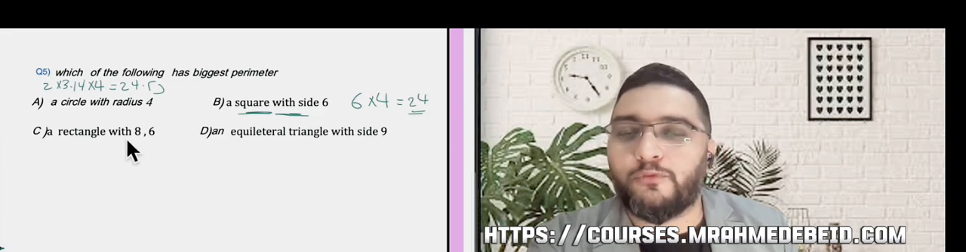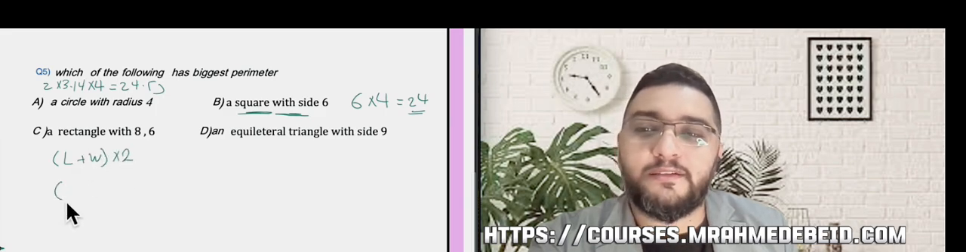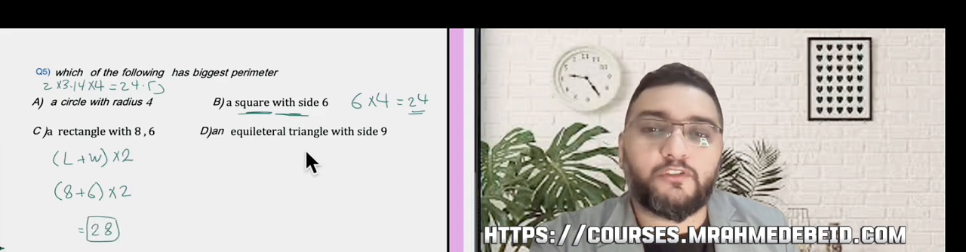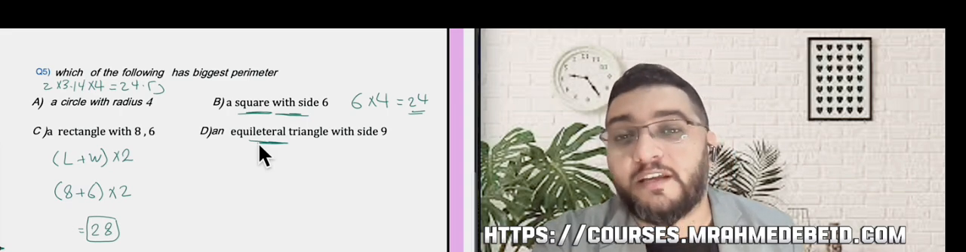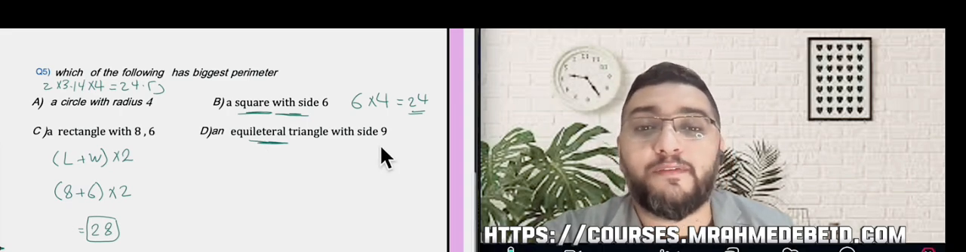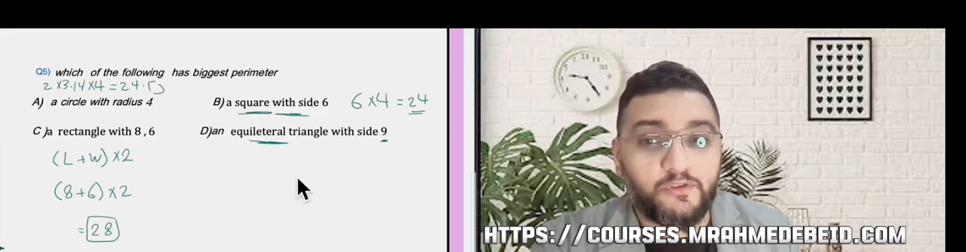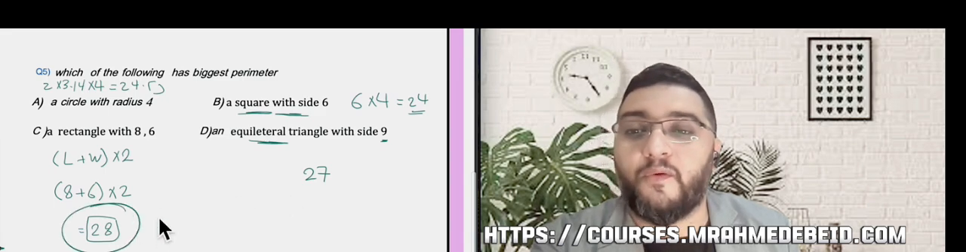For the rectangle, the perimeter is length plus width, all times 2. So it will be 8 plus 6, all times 2. 8 plus 6 equals 14, and 14 times 2 equals 28. For the equilateral triangle, the perimeter is the sum of the lengths of its sides. If the side equals 9, it will be 9 plus 9 plus 9, which equals 27. Now the C is greater.